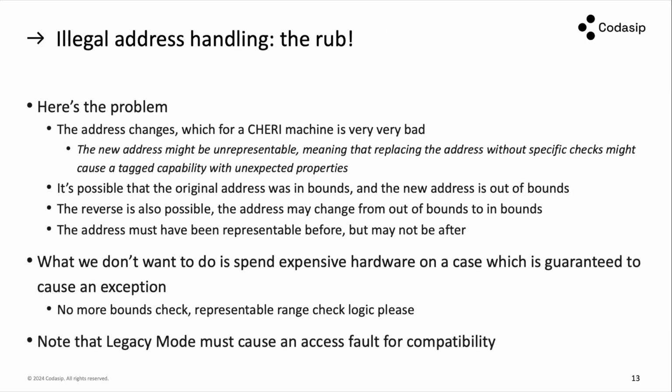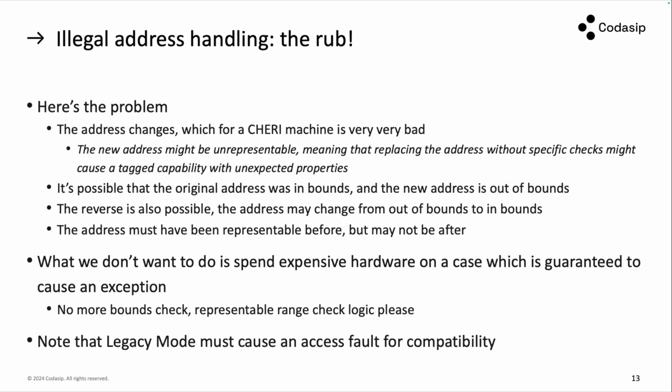And the problem is that if you have a capability and you've changed its address, then you don't really know what it means anymore, especially as the leading one can change. If it's still tagged, then it could mean something unexpected, which caused us a big problem. It says that a new address might be unrepresentable, meaning replacing the address without specific checks might cause a tagged capability with unexpected properties. So it could be that the address was in bounds before, but we've changed it, so now it's out of bounds. It could be the opposite. It could be that the address has become unrepresentable.